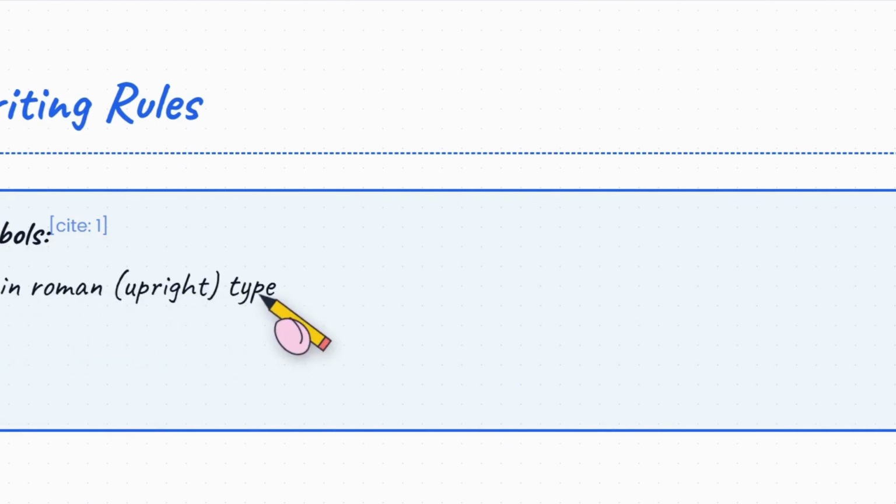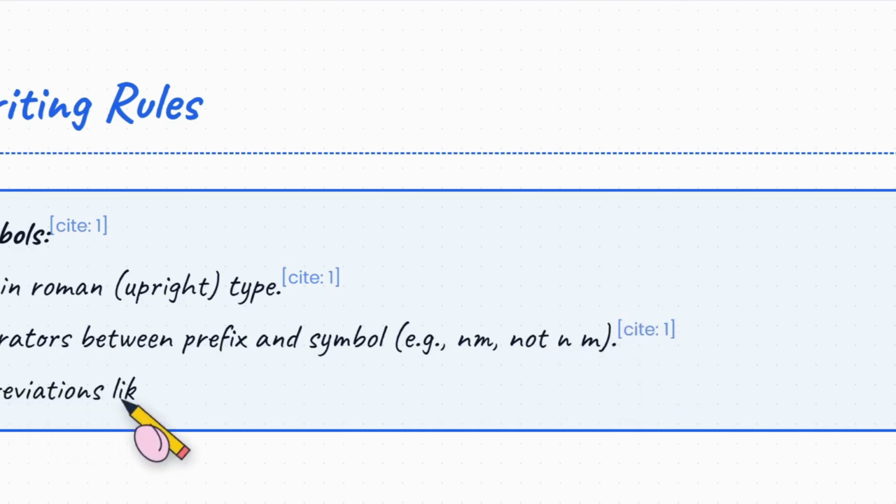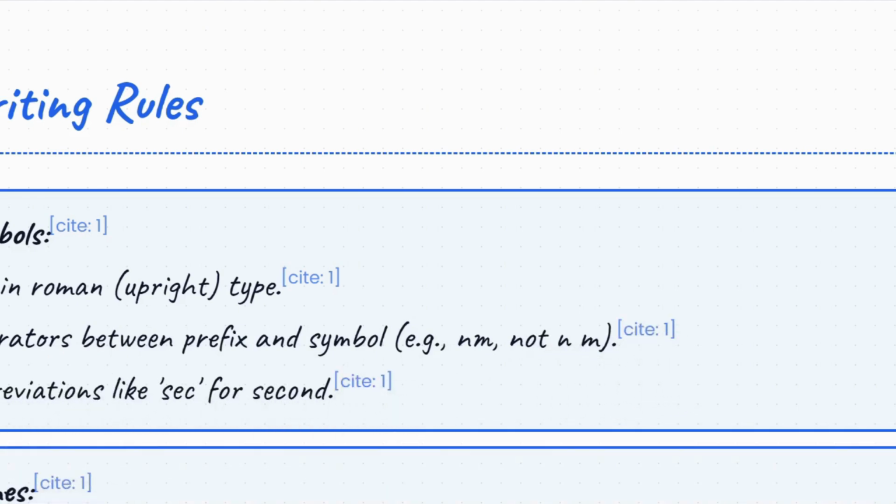When writing unit symbols, use Roman type, attach prefixes directly, and never use abbreviations. When writing unit names, start with lowercase letters, even if named after a person, and combine prefixes into a single word.